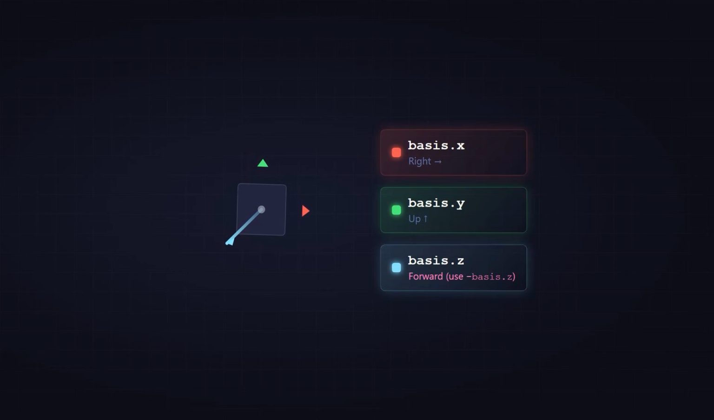See, basis is three vectors. They represent the object's local directions, with basis.x pointing to the object's right, basis.y pointing up, and basis.z pointing forward. And because Godot 3D usually treats forward as negative z, when you want forward movement, you usually use negative basis.z.